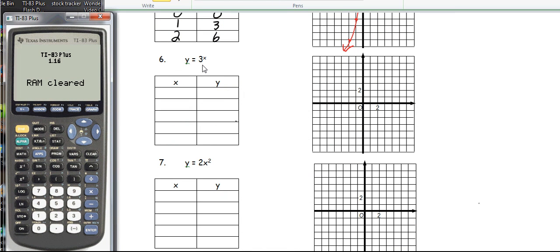I'm going to put in y equals 3 to the power of x. So I go to my y equals. I'm going to put in my 3. To raise something to the power, you have this little caret button. So that's to the power of.